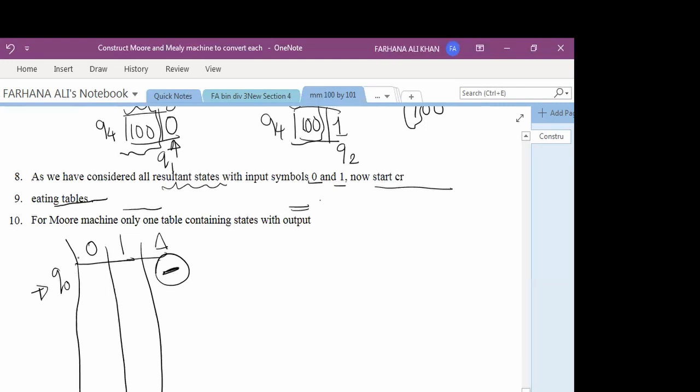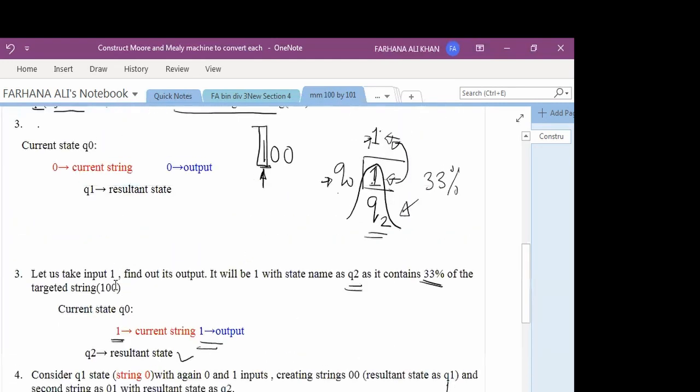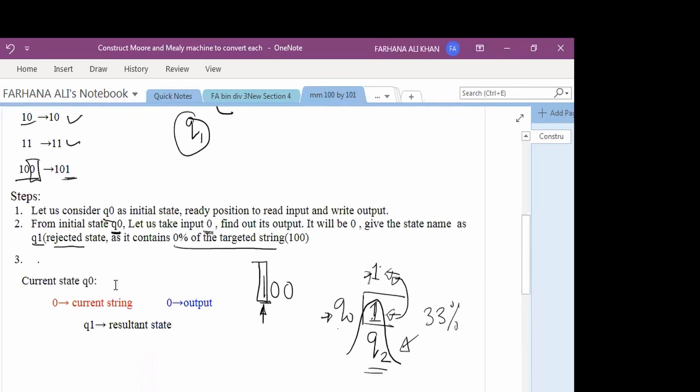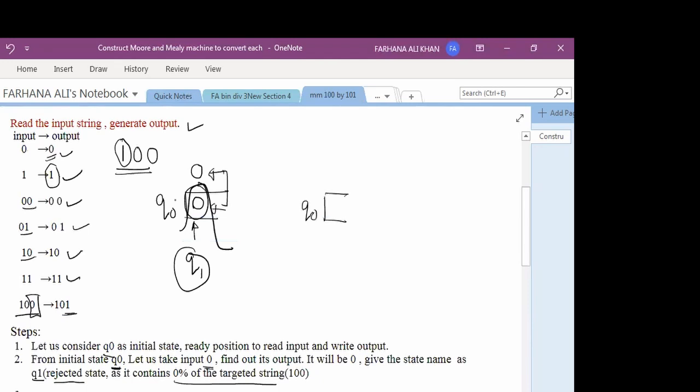So Q0 on 0 was going to Q1. So we will go back and check Q0, which was the initial condition. Q0 on 0, where is it going? Q0 on 0, it is going to Q1. And the output associated with Q1 is 0. So we have to write that.